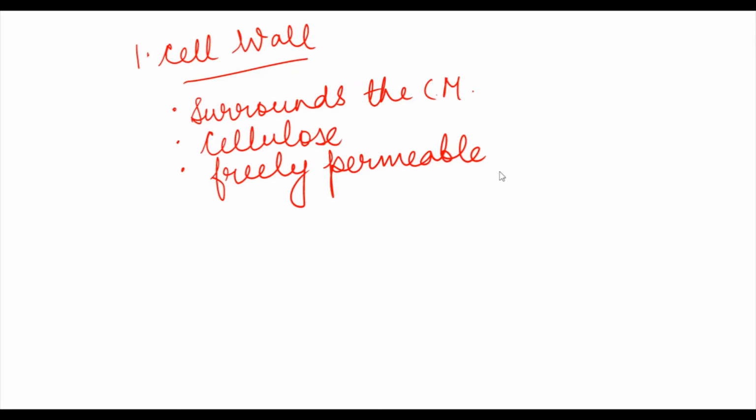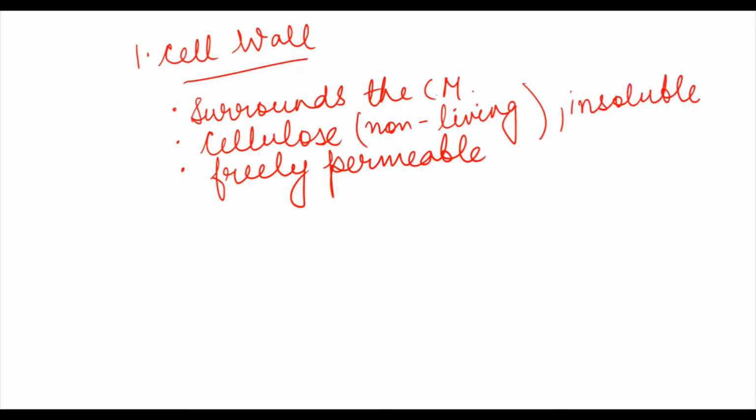Now children, since cell wall is made up of cellulose, which is non-living, cellulose is non-living. Okay, so in turn the cell wall is also a non-living structure. Let me just write it for you, children. It is non-living and in turn it is making the cell wall also non-living in nature. One more fact about this cellulose, children, that cellulose is an insoluble carbohydrate. It is insoluble in water.